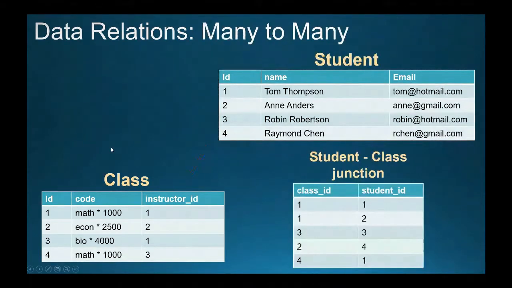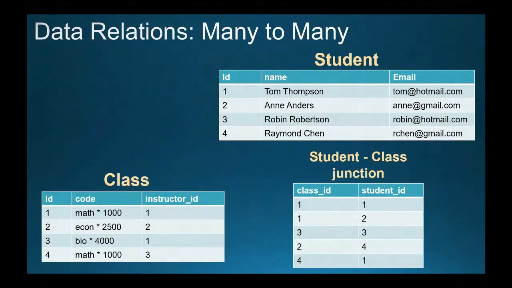The last relationship is a many-to-many relationship. And what this means is if you have a piece of data, it could be related to multiple pieces of data, and everything it's related to could be related backwards multiple ways. We can visualize it here in that a student can have many classes, and each class can have many students.